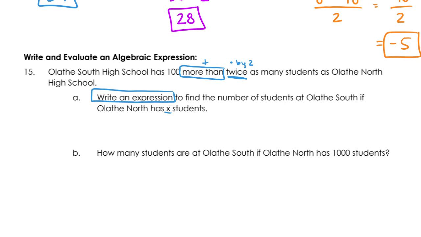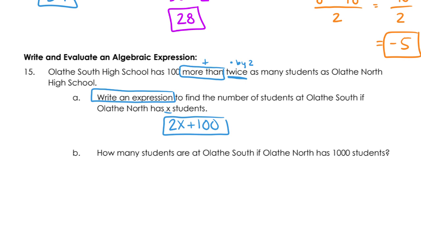So we need to take the amount of students that North has. They have X. That's all we know. So we know that twice as many as North would be 2X. And then 100 more than that would be plus 100. So that is our expression we're going to use.